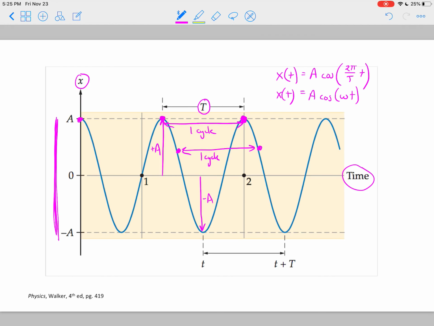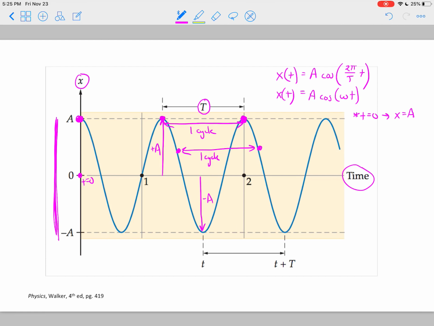So if in this particular equation I plug in t equals 0, let's see what we're going to get. Well, the cosine of 0 is just going to be 1. So I'm going to get that x is equal to A, which makes sense. Here's t equals 0. Notice the location at that point is A. So everything works out perfectly there.